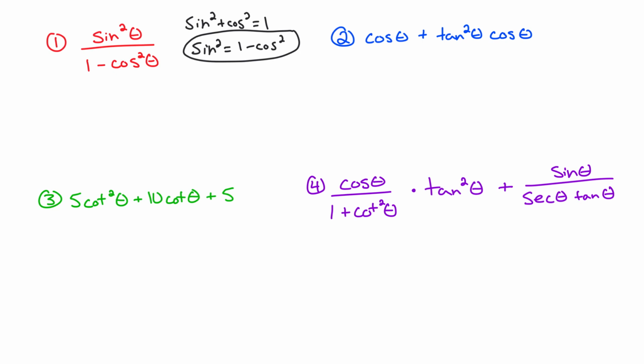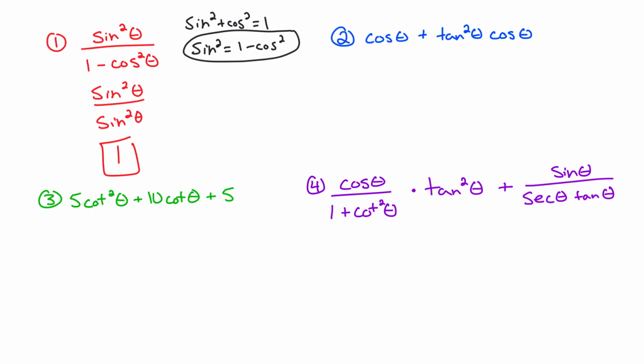In this problem, I have a 1 minus cosine squared, so I can replace it with sine squared. So this problem is going to turn into sine squared of theta divided by sine squared of theta. And what do you know? I have sine squared divided by sine squared. That's just equal to 1. That means this problem, as nice as it probably looked initially, could be simplified into a 1. This is a fancy way of writing the number 1.